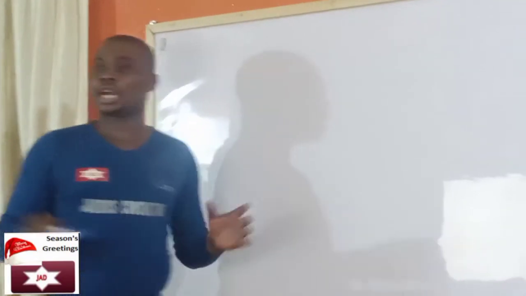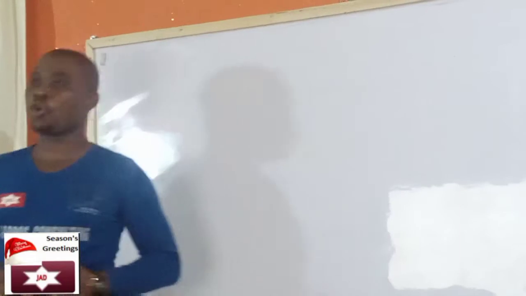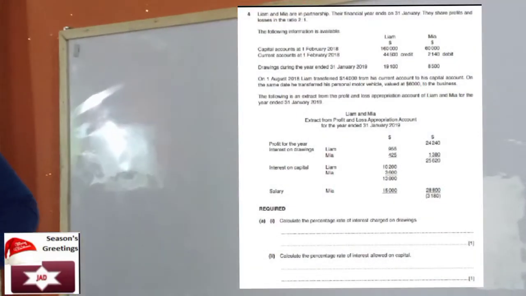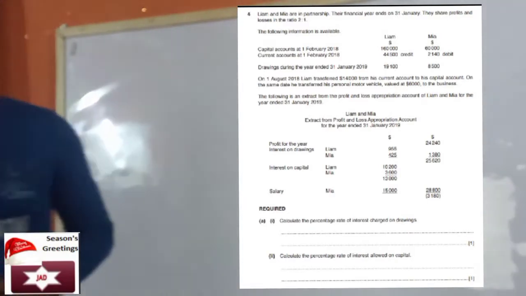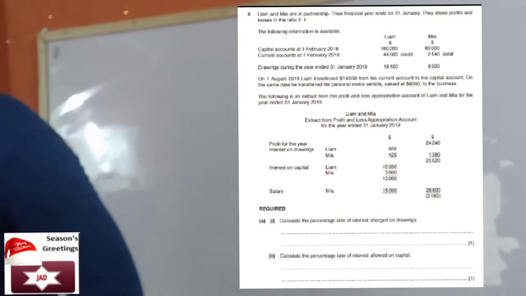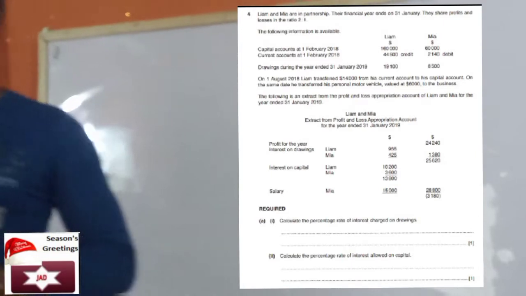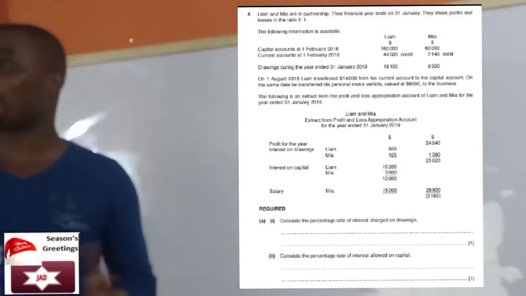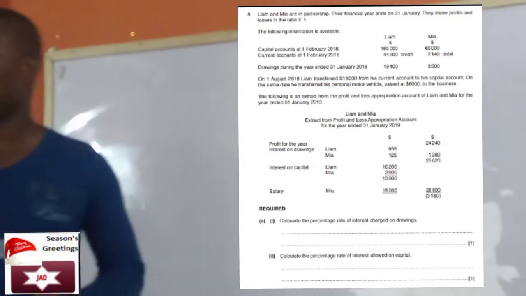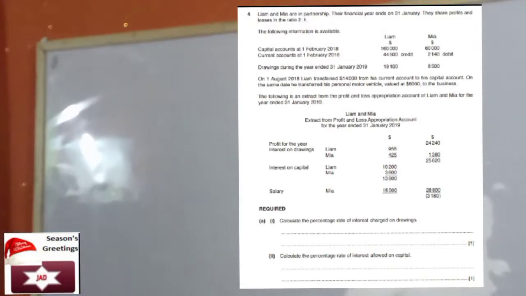So, Cambridge IGCSE May-June 2019, Question 4. Liam and Maya are in partnership. The financial year ends on 31st January. They share profits and losses in the ratio 2:1. The following information is available. Capital account at 1st February 2018: Liam is $160,000, Maya is $60,000.